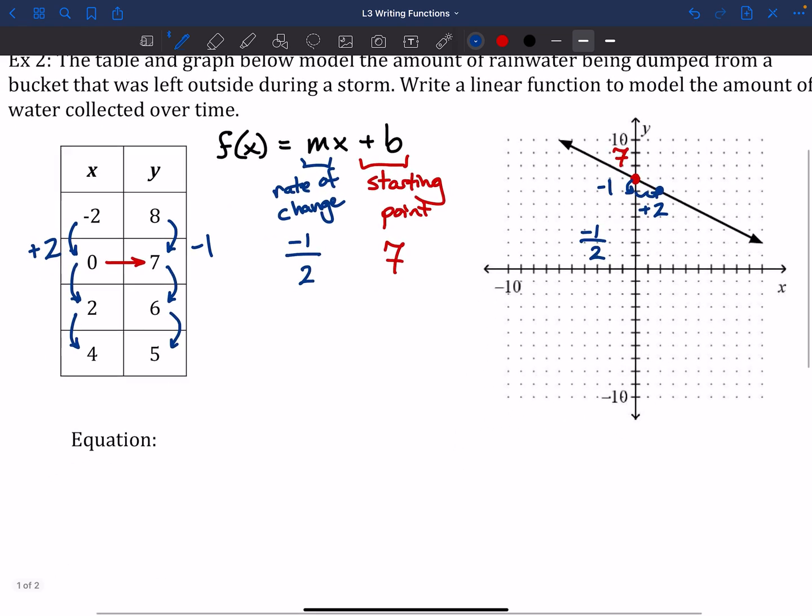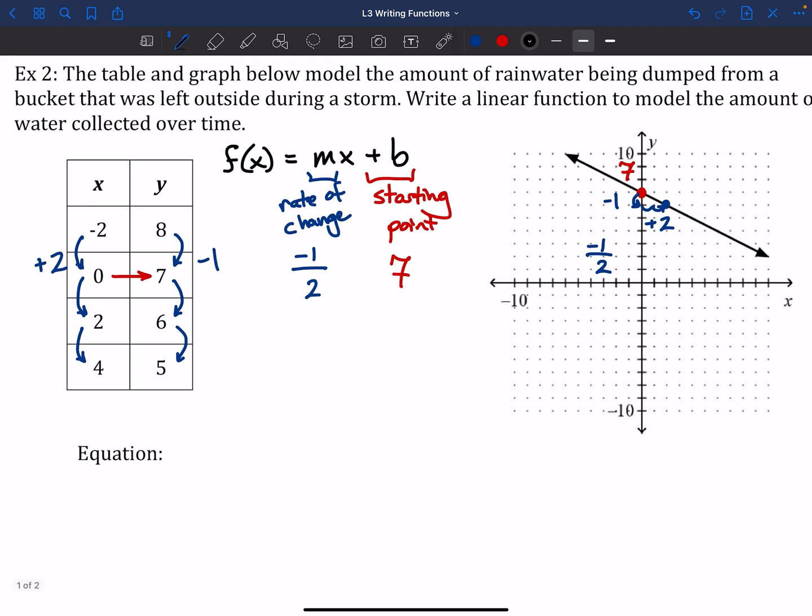Our last step is simply to throw it all together. So we're going to say that f of x is equal to that rate of change with an x slapped onto it, and then plus whatever that starting point was. I will mention that our starting point is +7. I really should be including that as part of the starting point there.